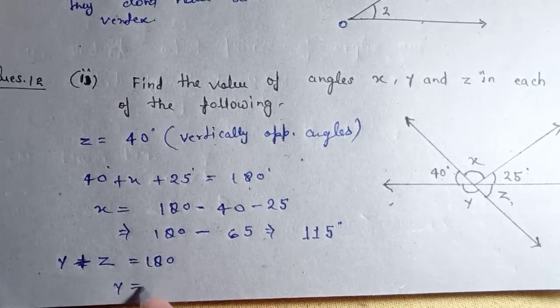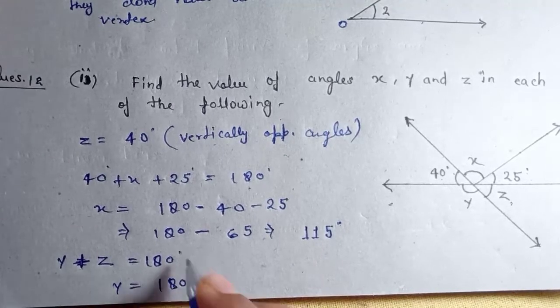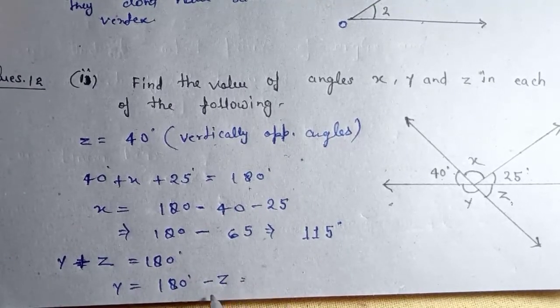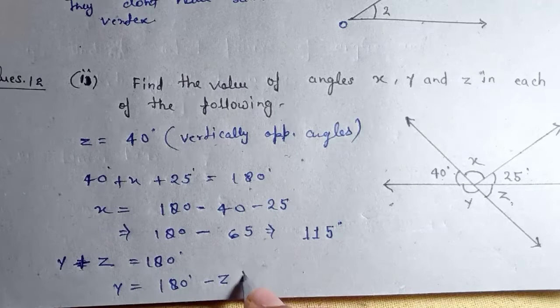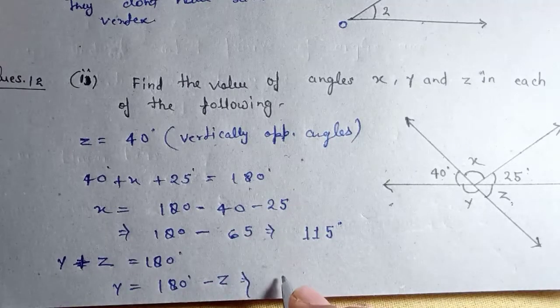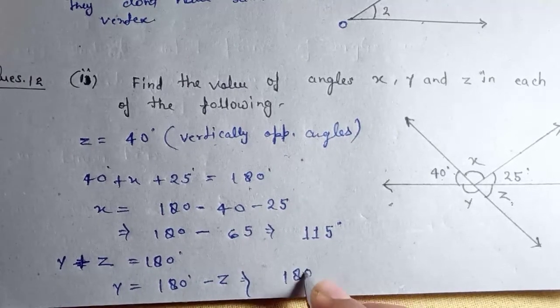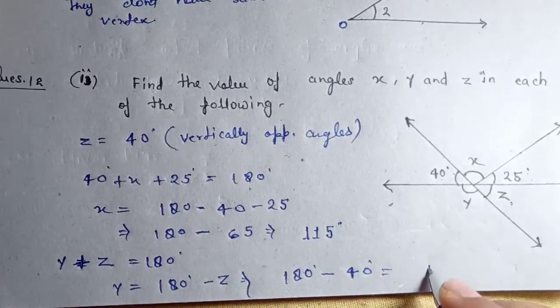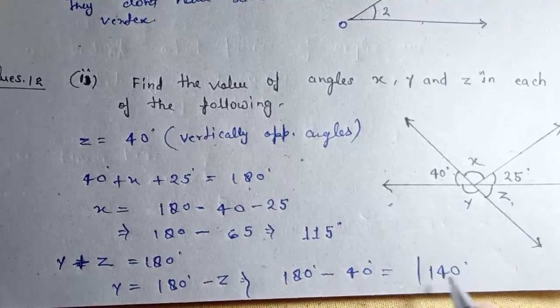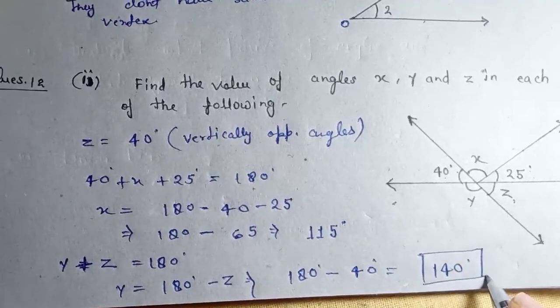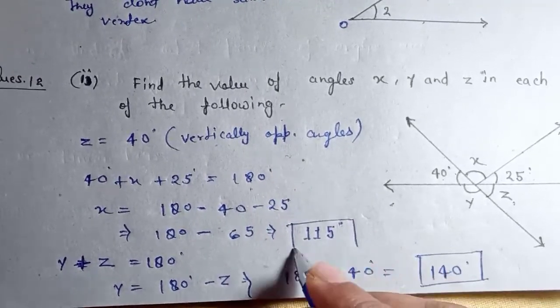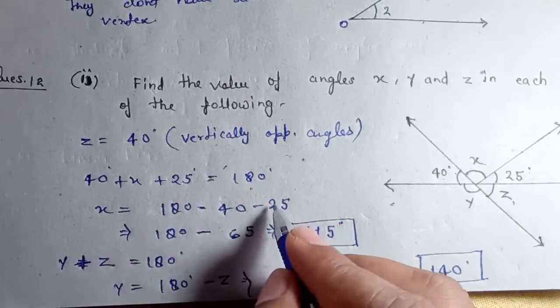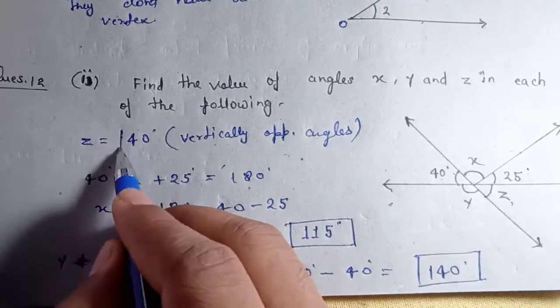Now you can see y plus z is equal to 180. So y is equal to 180 degree minus z and z is equal to 40 degree. So 180 minus 40 degree and that gives you 140 degree, your answer. So this is the value of y, this is the value of x and this is the value of z.